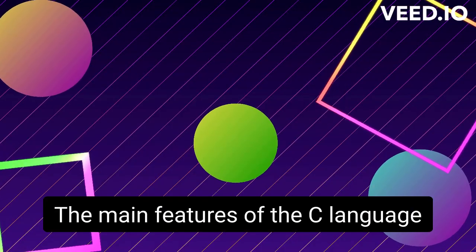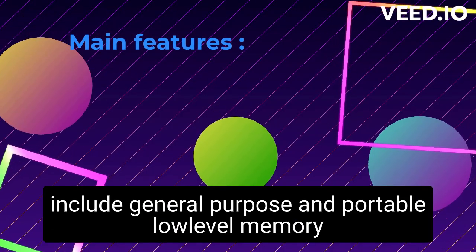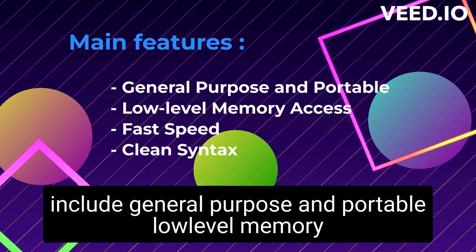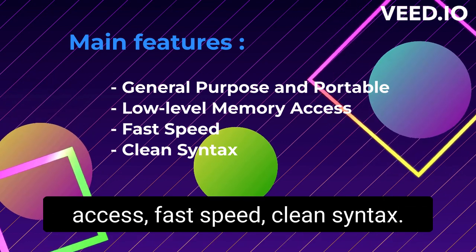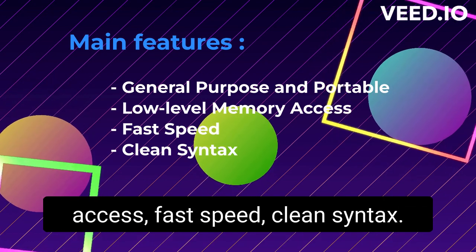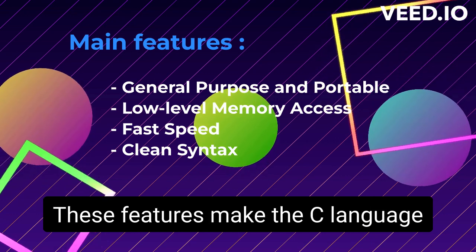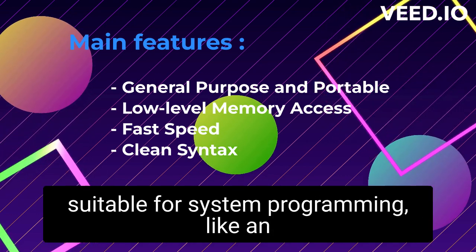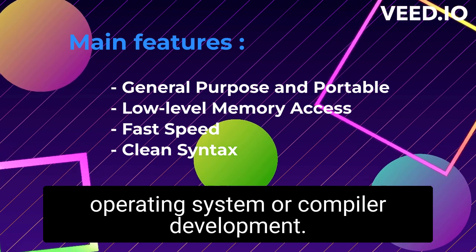The main features of the C language include general purpose and portable, low-level memory access, fast speed, clean syntax. These features make the C language suitable for system programming like an operating system or compiler development.